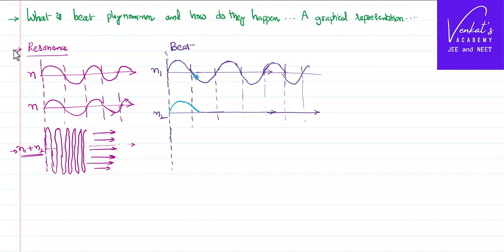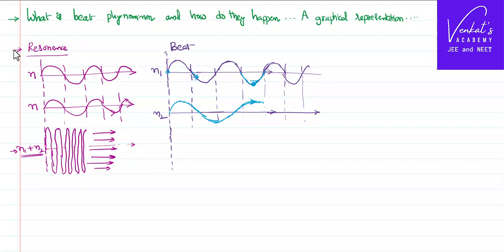Now, as they move further, the difference will keep on increasing slowly. And if you notice carefully at this place, when there is a trough in the first wave, there is a crest in the second wave. So they are exactly opposite to each other here. They started with zero phase difference, and by the time they come here, they have a maximum phase difference of 180 degrees. They are completely out of phase.